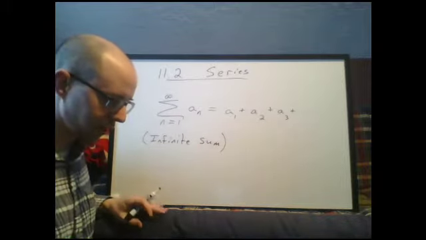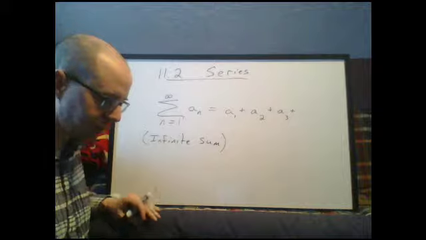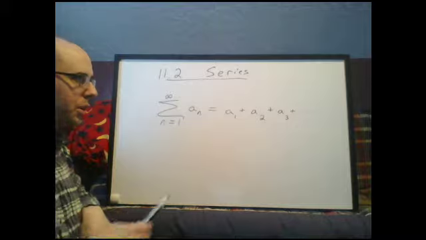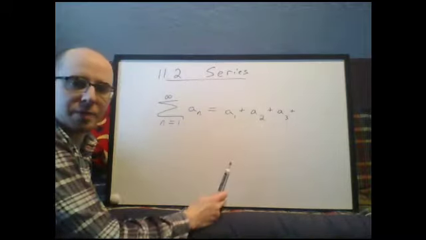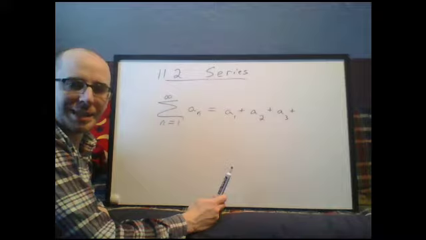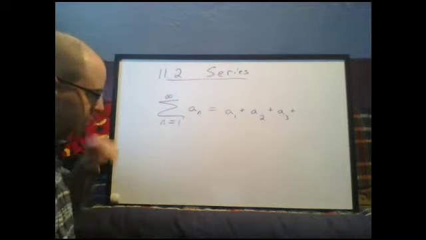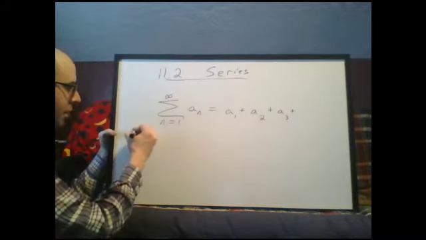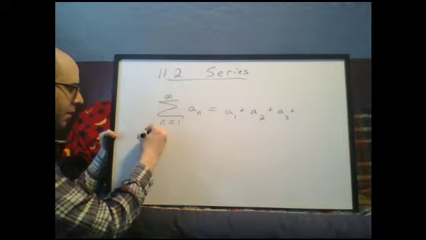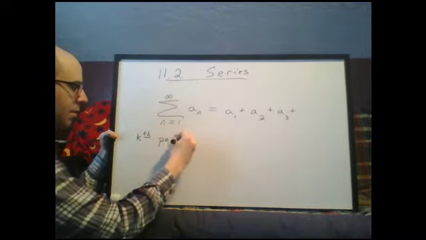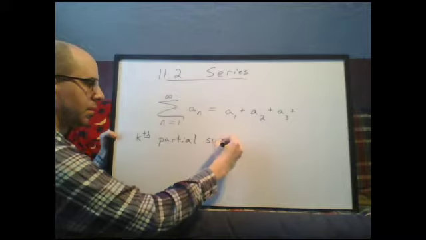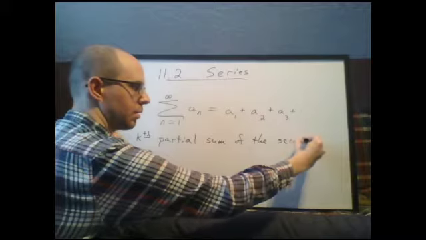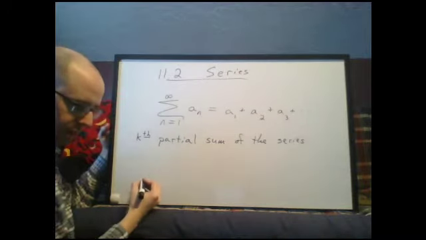Let's talk about what the actual calculation is. In general, I can't just say I'm going to add up these infinitely many numbers and get a number out of that. So the kth partial sum of the series is, we call it S sub k.